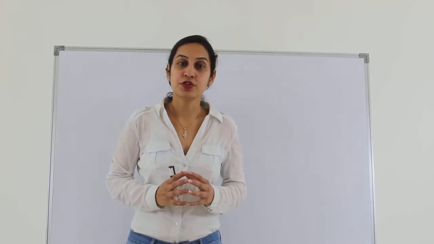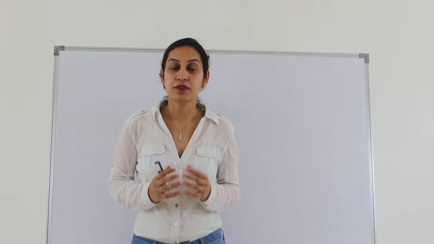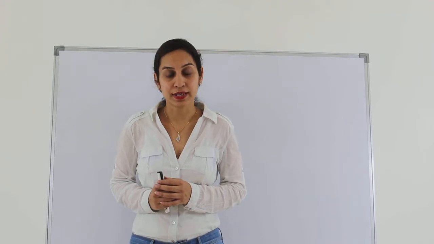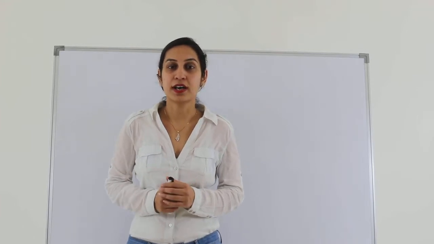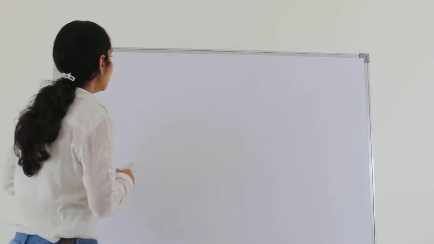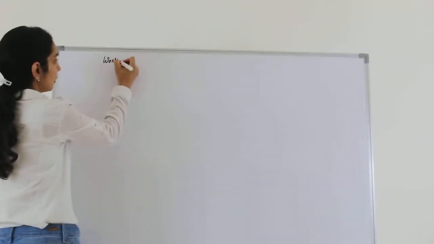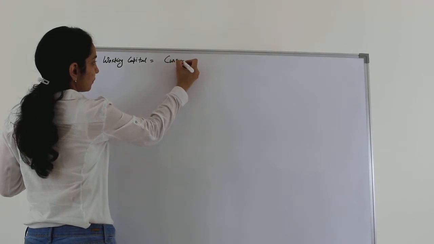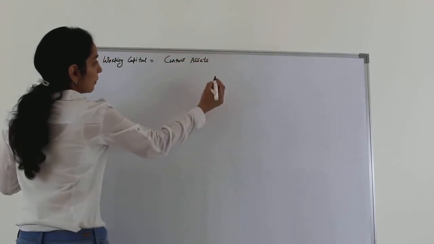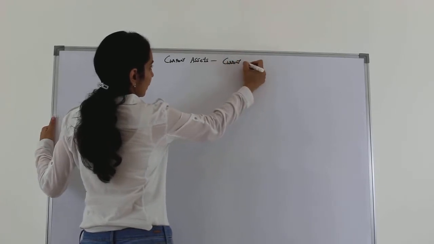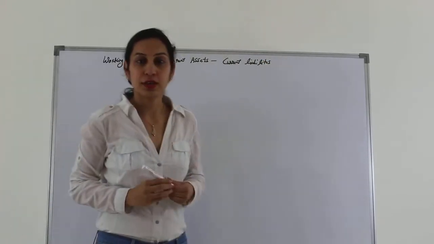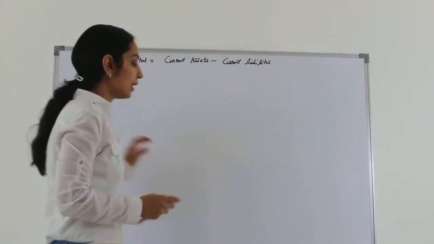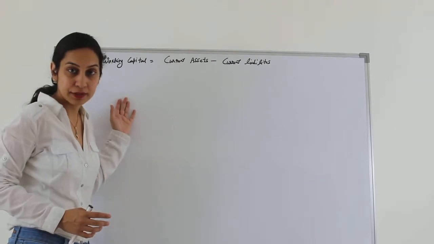Before I move to the typical ratios, let me just explain what is the meaning of working capital, what is the working capital cycle, and where in this cycle these three ratios fall in. Let's try to understand working capital first. Formula wise, working capital is equal to current assets minus current liabilities. This particular formula, current assets minus current liability, will tell us how to calculate the working capital.